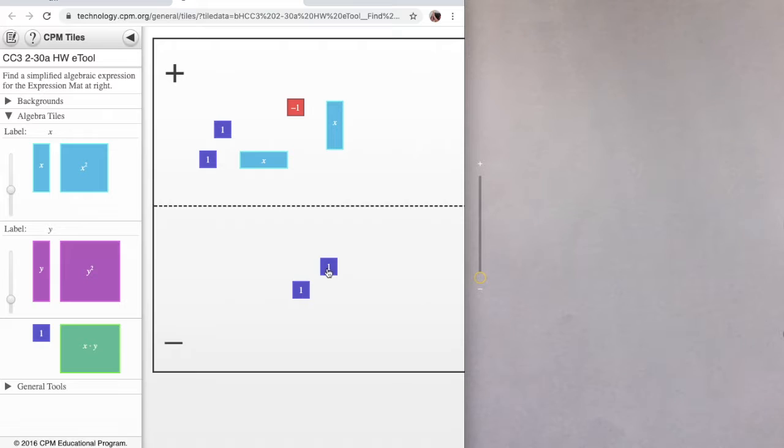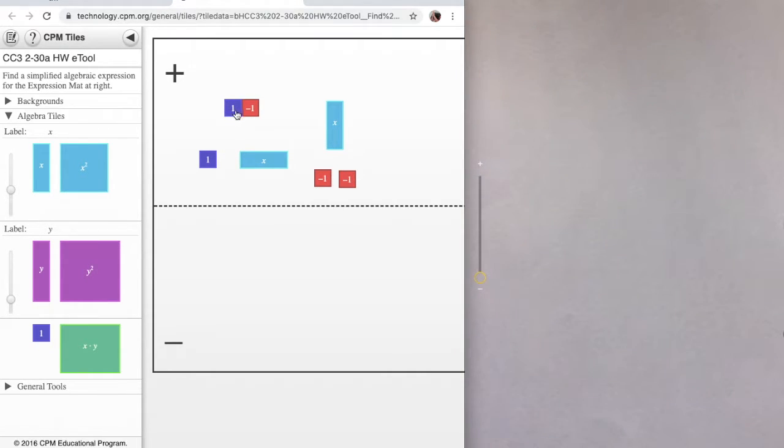And so to simplify, we can move these 1s over the line into the positive area, but that's going to change them into negative 1s when we pull them out of the opposite side. So we can do that. So now we have all the terms on the same side, and then we can start pairing up positive and negative terms so that they'll cancel out.